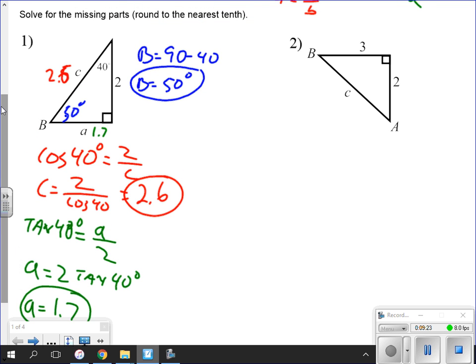Second one. I'm given 2 sides. I need to find the 2 angles, and I need to find the third side. First thing I would do, Pythagorean theorem, find the third side. In this case, it is the hypotenuse. So in this case, 2 squared plus 3 squared is equal to C squared. So 4 plus 9 is 13. C equals the square root of 13.